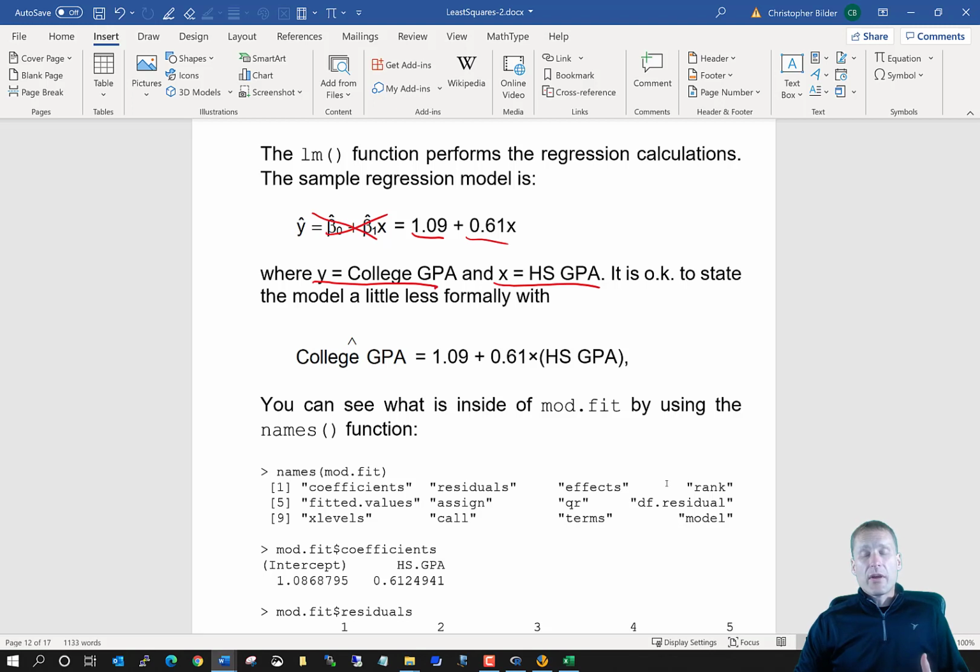Now, if you want to, you can state the model a little bit less formally, where instead of having x here, we put high school GPA, and instead of having y here, we have college GPA. But don't forget the hat. If you write out an equation without the hat, you will have points deducted, unfortunately, because it is different from the actual value of y. This is the estimated value of y now.